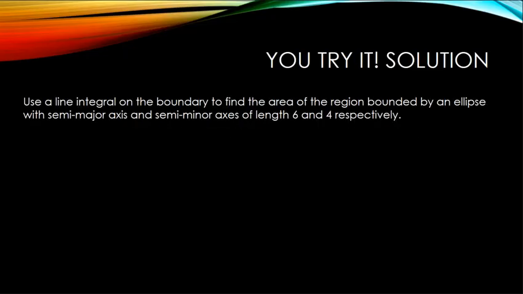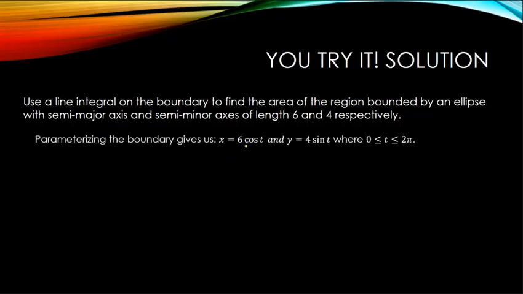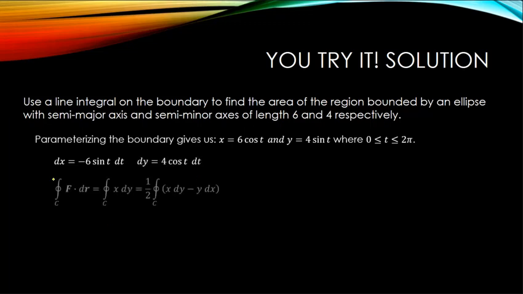The first thing I want to do is parameterize my boundary. This gives me x is equal to 6 cosine t and y is equal to 4 sine t, where 0 is less than or equal to t, which is less than or equal to 2 pi. dx is equal to negative 6 sine t dt, and dy is equal to 4 cosine t dt. My closed integral over C of F dot dr becomes the closed integral over C of x dy, which is equal to 1/2 of the closed integral over C of x dy minus y dx.